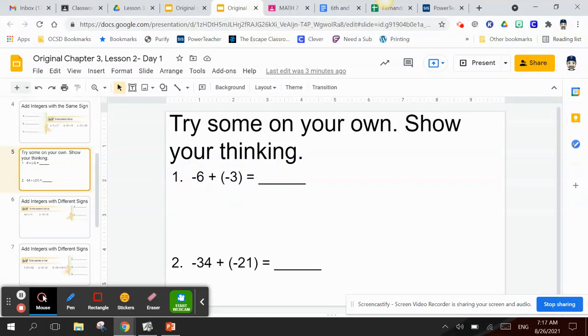So try some on your own and show your thinking. Okay, so to do this, again, we're going to look at it, they're both negative, so 6 plus 3 is 9. Negative, negative, my answer is negative. Same thing with number 2, -34 plus -21. 34 plus 21 is 55. Negative, negative, negative.